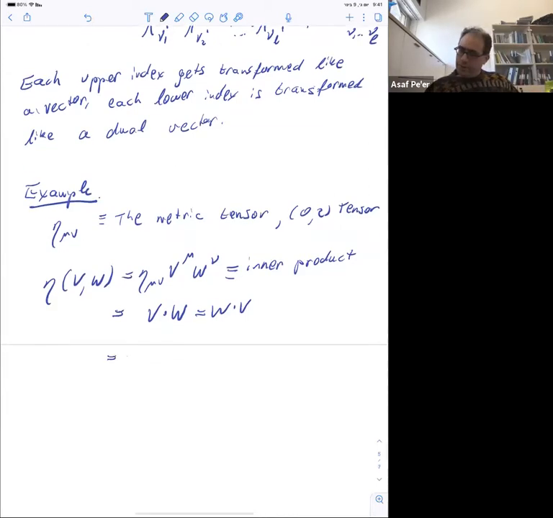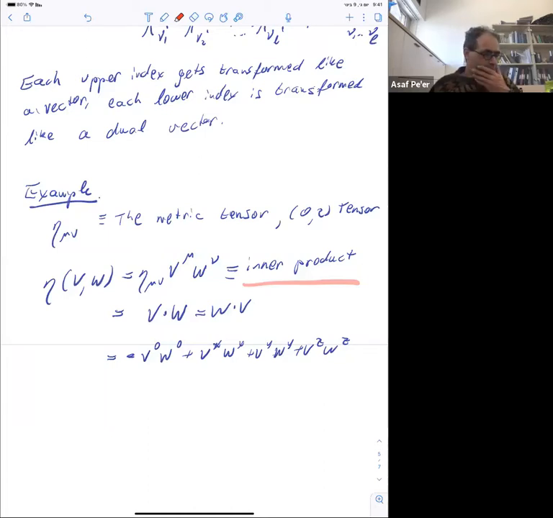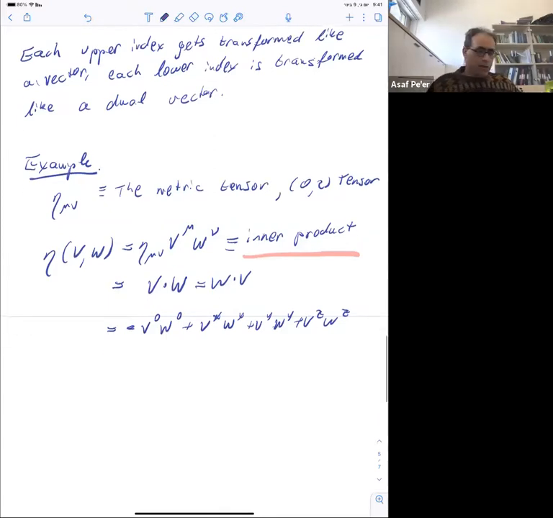So this is really minus v0 w0 plus v1 w1 plus v2 w2 plus v3 w3, with indices 0, 1, 2, 3. So this is the inner product. I'm actually using the metric tensor to define the inner product. Very similar to what you've seen from Euclidean spaces.